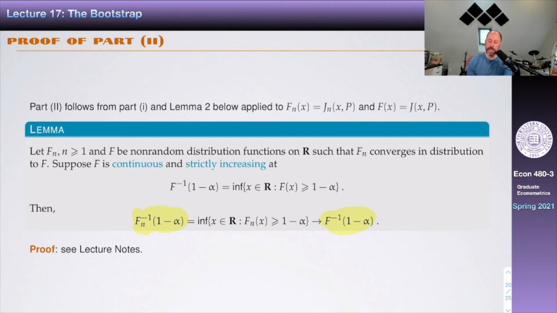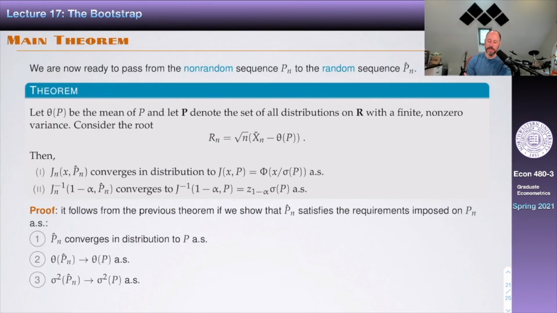Once you just apply it to F_n being equal to J_n x, and F being equal to this. This should be, actually, there's a mistake here. It should be P_n. And that's that. That's the proof of the result for the non-random sequence. Now we're just going to state a result where there's nothing to prove, as you're going to see.